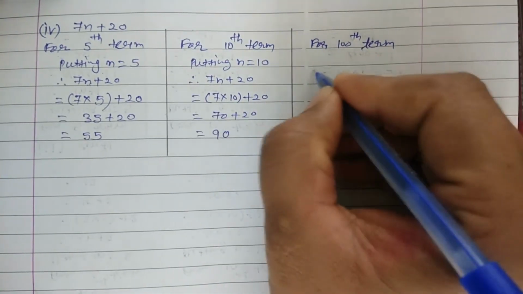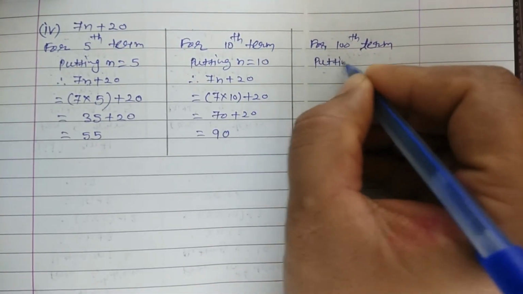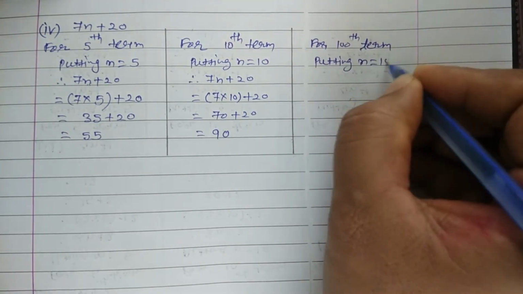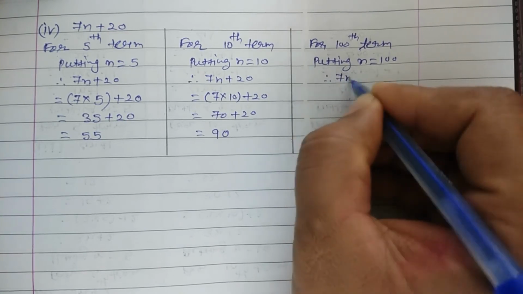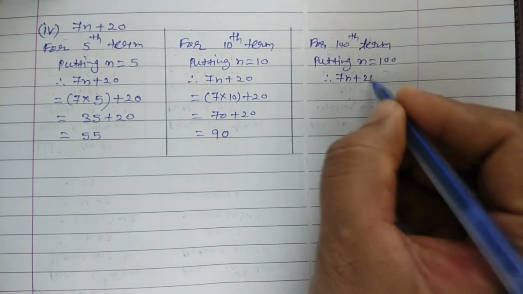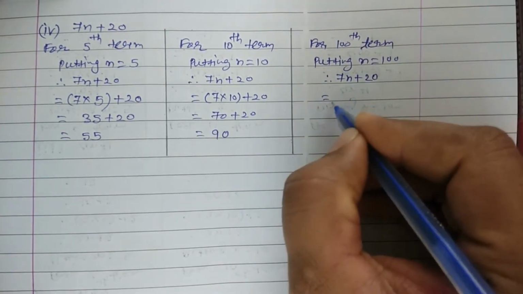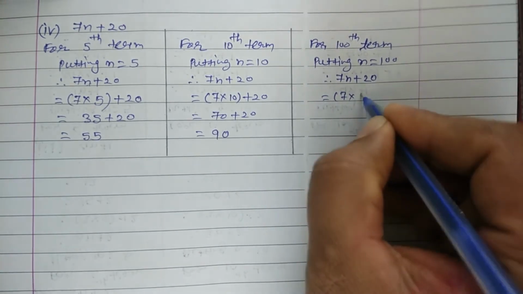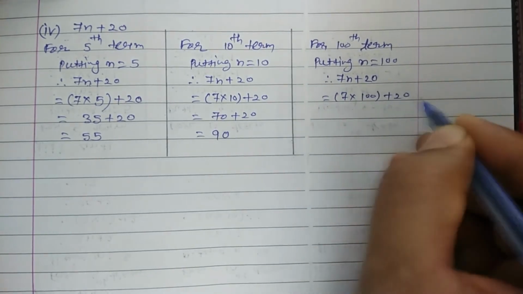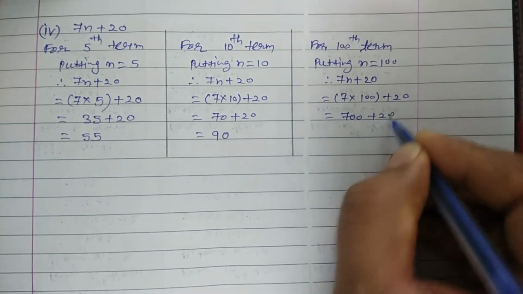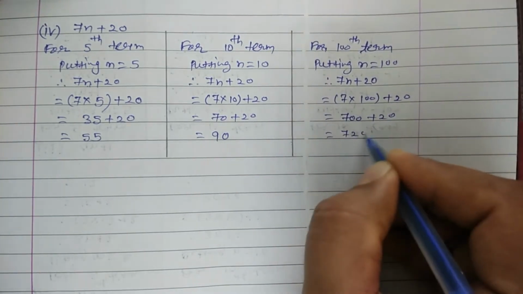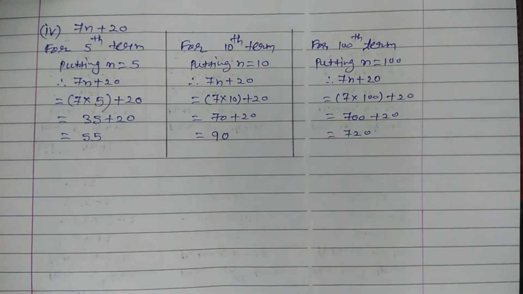And for the 100th term, putting n is equal to 100, and therefore expression 7n plus 20 is equal to 7 multiplied by n, that is 100, bracket close, plus 20. 7 multiplied by 100, that is 700, plus 20, and that is equal to 720.